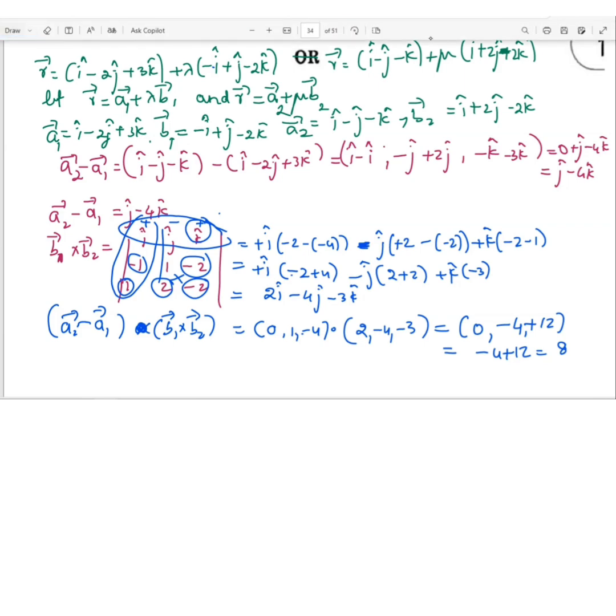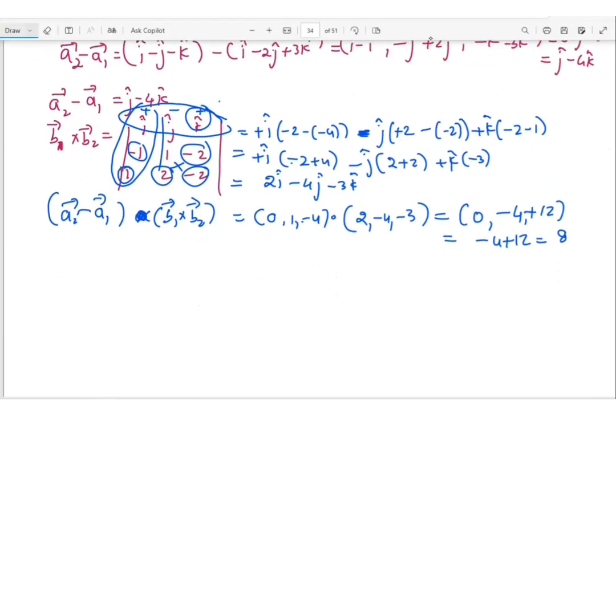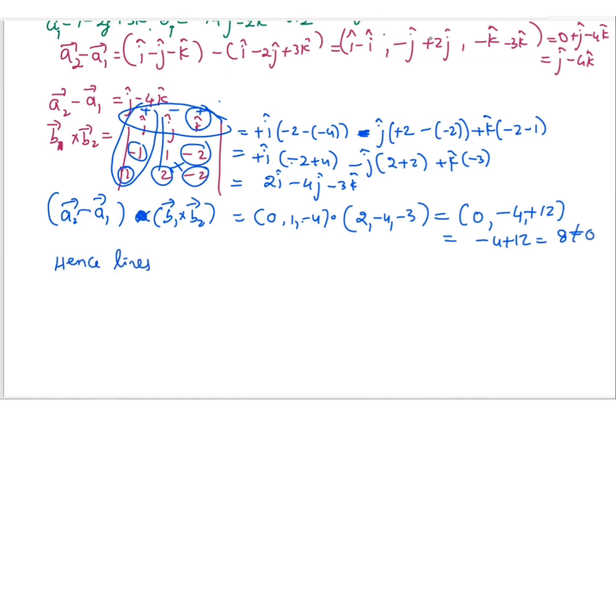Now we write that 8 is not equal to 0. If 8 is not equal to 0, the lines will not intersect, because it is not equal to 0. So the lines are skew. If they are not intersecting, they are skew lines.